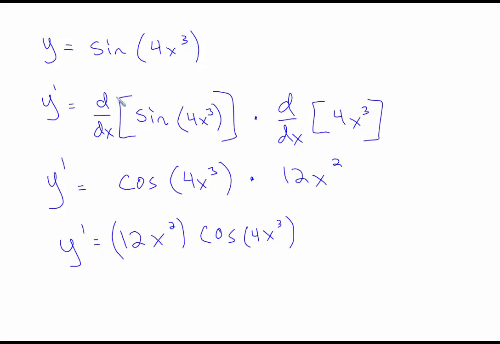So be careful. When you get a problem like this, it does not mean sine times this, so this is not a product rule type problem. And don't just take the derivative of this and the derivative of this. You can't do that. You have to recognize this is a composition, so we are using the chain rule here.